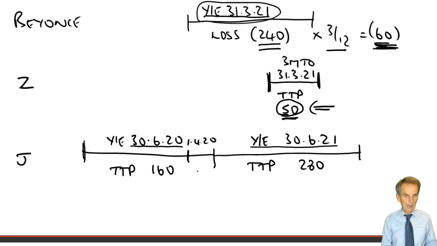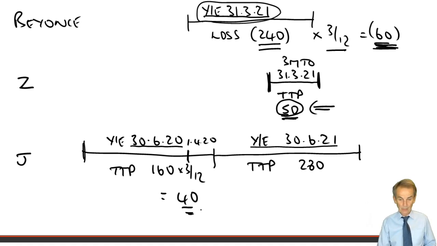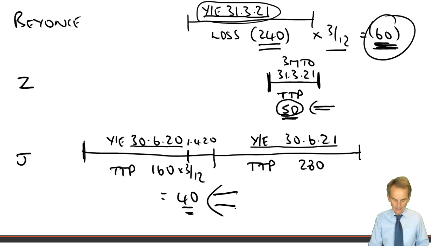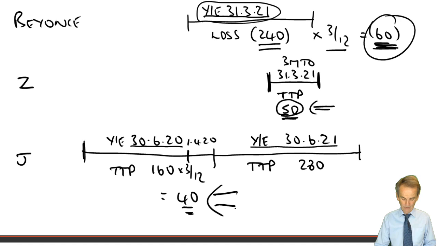And that, of course, would now be available against the corresponding period, which is 3 months of J's year ended 30th of June 20. 3/12 of 160 will be £40,000. So again, although we have available 3 months of loss, which is £60,000, that £60,000 is bigger than the claimant company's profits, so the maximum amount of group relief, again, is going to be £40,000.